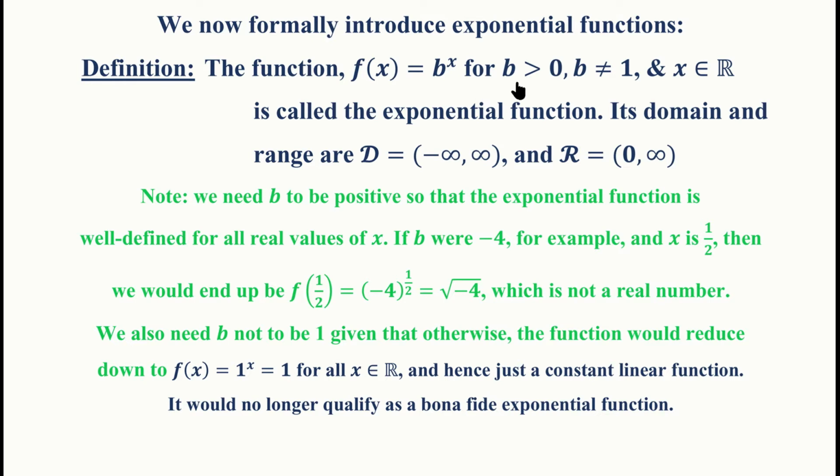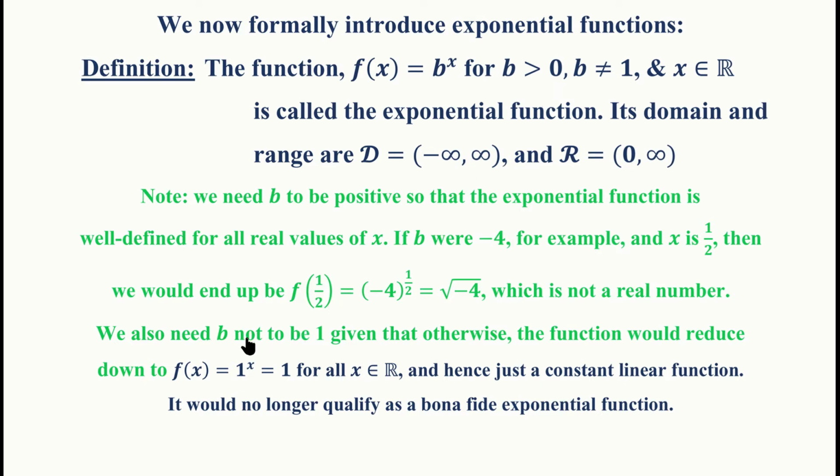A couple of points about the restrictions we're placing here. We need b to be positive because we want the exponential function to be well defined for all real values of x. So, for example, if we were to allow b to be -4, for instance, notice that for x equals 1/2, we would get f of 1/2 equals -4 to the 1/2, which is square root of -4, and that is not a real number. So for this not to happen, we went ahead and put the restriction that b should be positive.